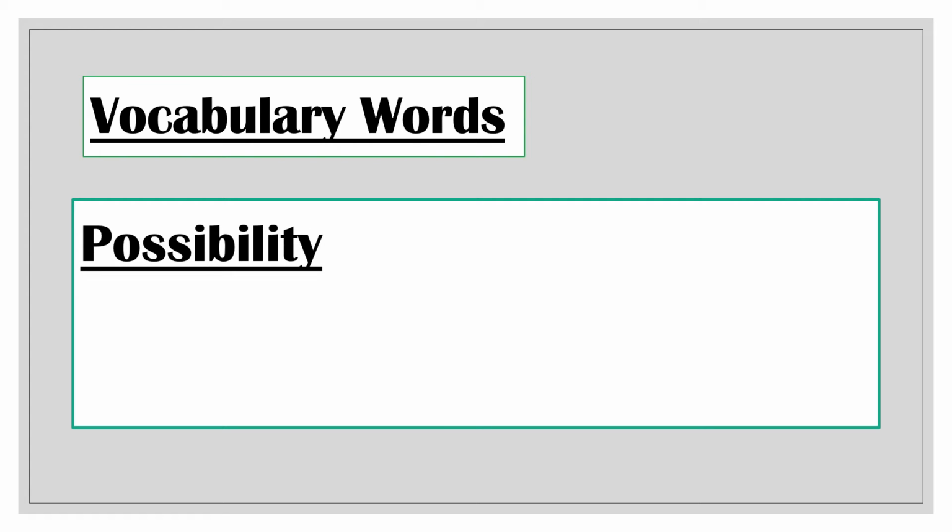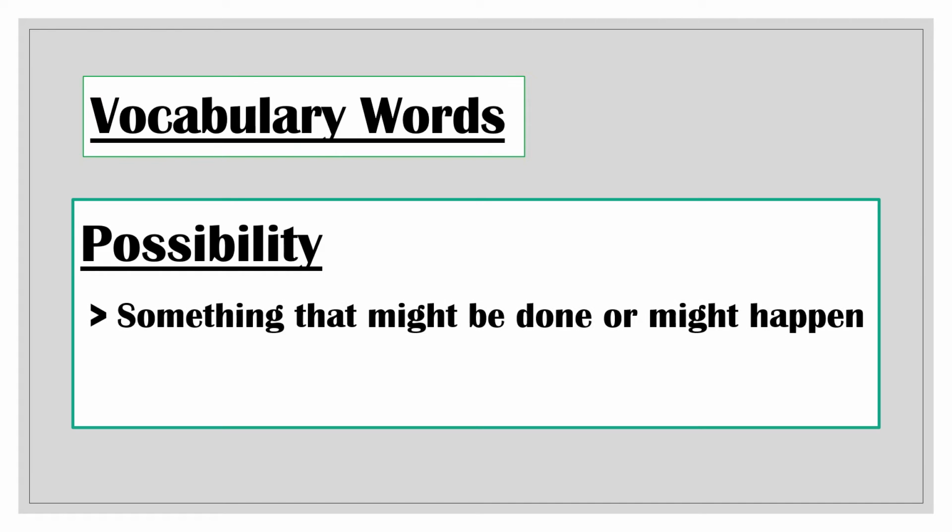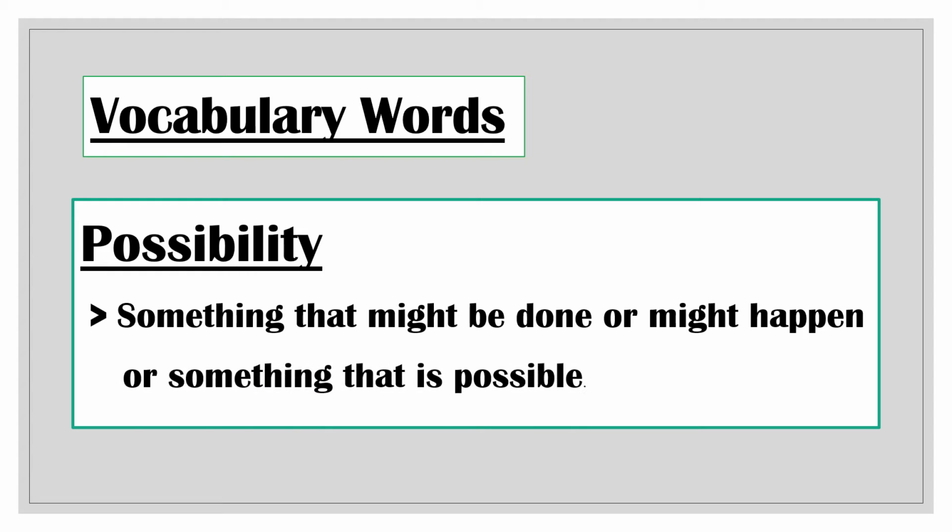Our first word is possibility. The meaning of possibility is something that might be done or might happen, or something that is possible. Again, possibility is something that might be done or might happen, or something that is possible.